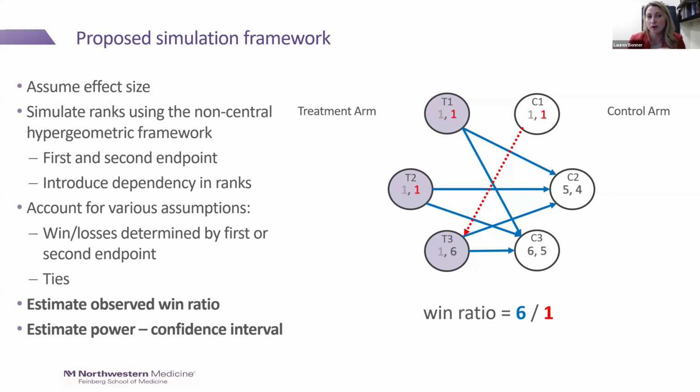The current framework allows you to do this on two endpoints, a first and a second endpoint. Because it's a reasonable assumption that your two endpoints would be correlated, we also wanted to introduce a dependency between the ranks, so you can make an assumption about how correlated your rank distributions might be. The framework also allows you to account for various assumptions, like administrative censoring, what proportion you might expect on your first endpoint, and how many ties you ultimately think are going to drop out of the win ratio at the end of the algorithm.